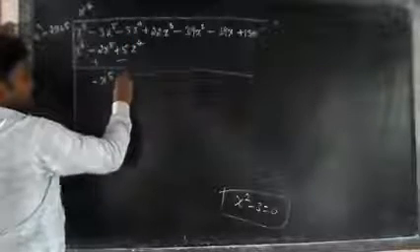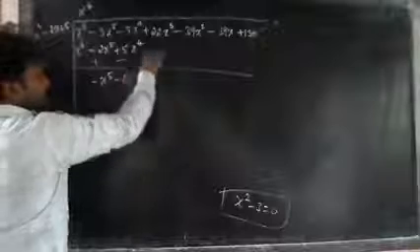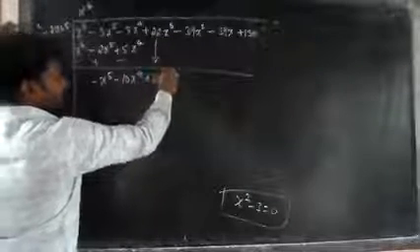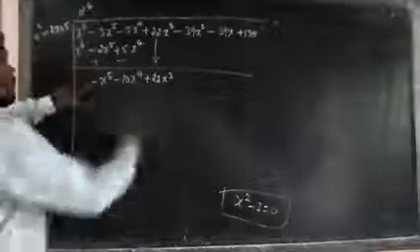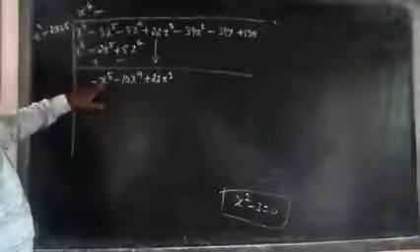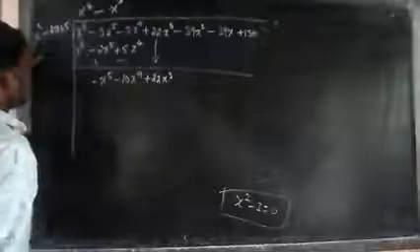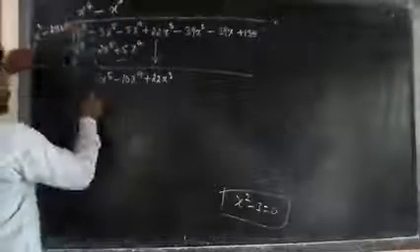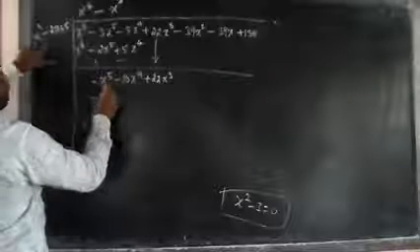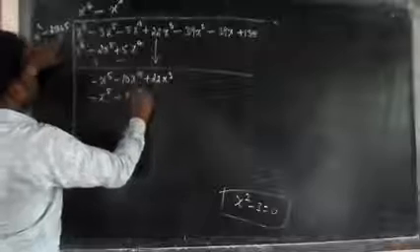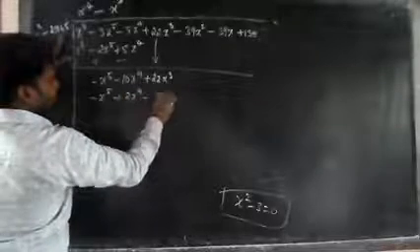Minus 5 is minus 10x to the power 4. Next is plus 22x cube. Here I am using minus. X power 5 by x square, so x cube will come. So minus x cube into x square is minus x to the power 5. Minus into minus is plus 2x to the power 4 minus 5x cube.